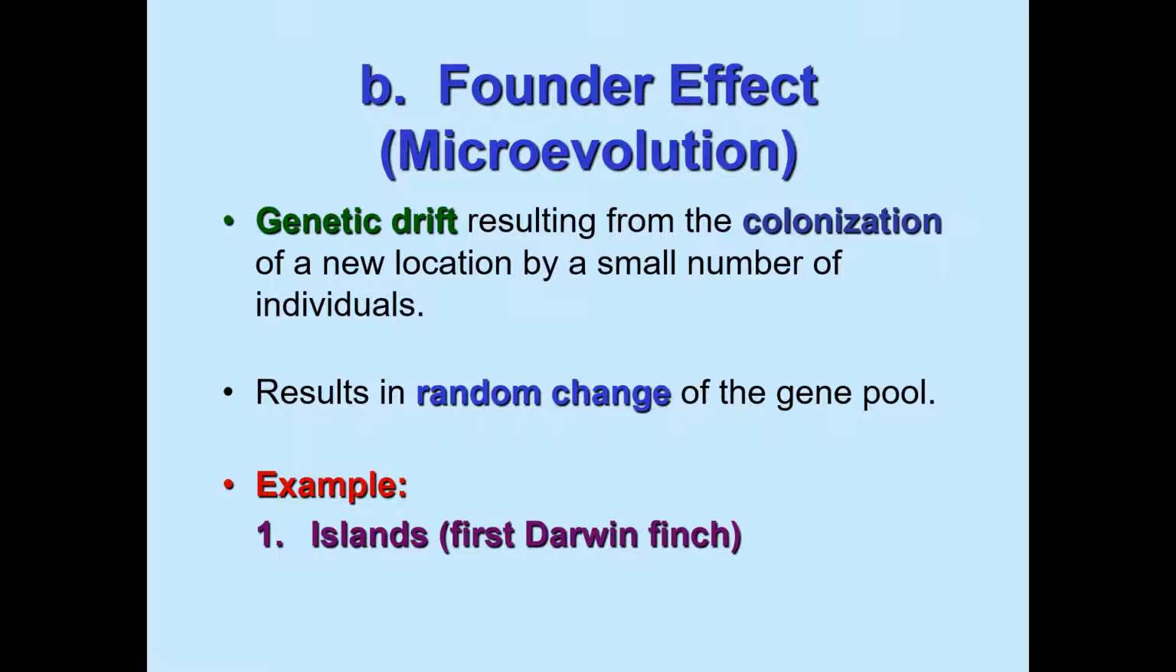Examples that they have are like the islands. They found that the finches that Darwin looked at, scientists later couldn't find those finches anywhere else in the world. A classic example, the lemurs in Madagascar. There's about 100 different types of lemurs. You really can't find that many different lemurs anywhere else in the world. So it's really kind of a founder effect.